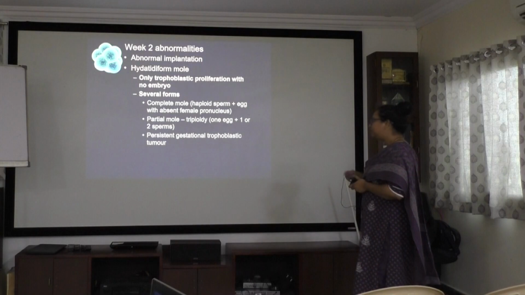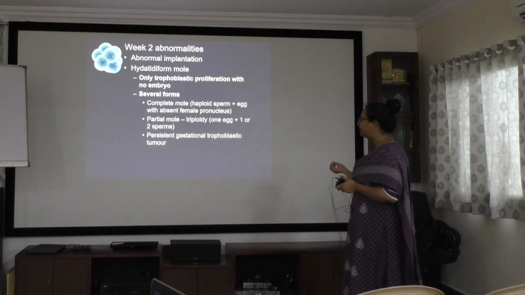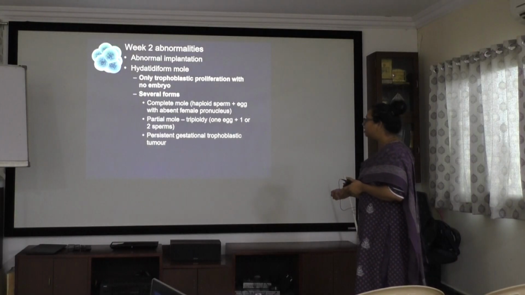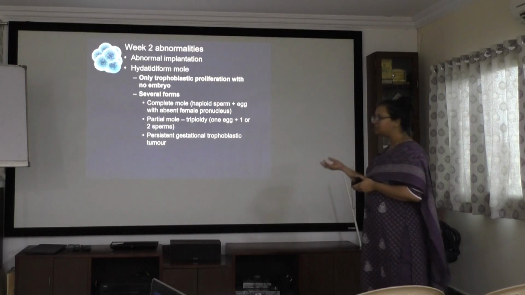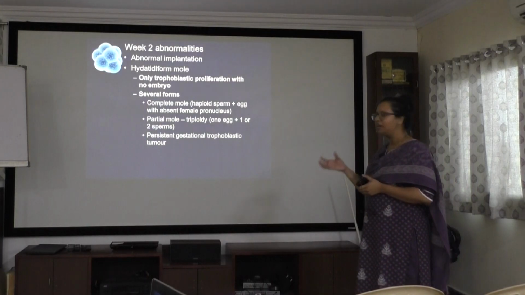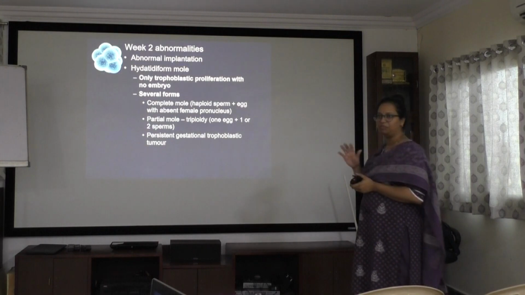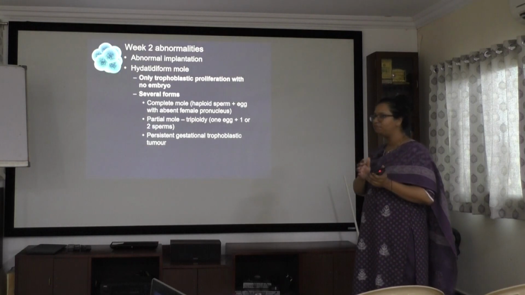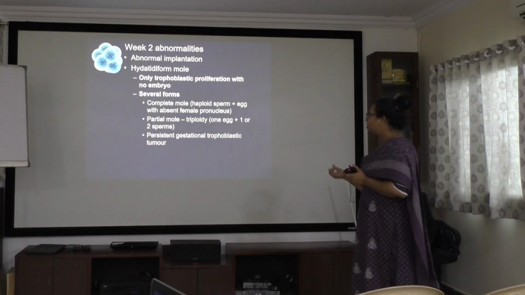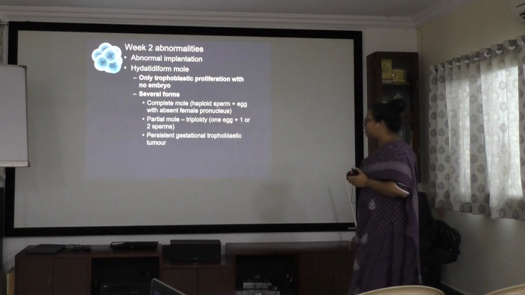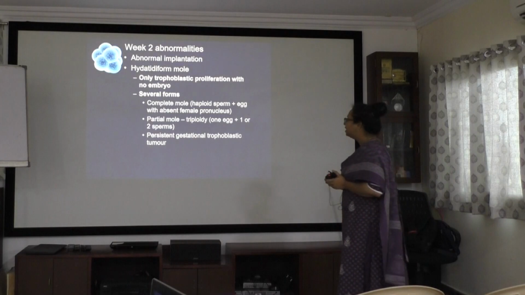Coming to partial mole, a normal egg can be fertilized with one or two sperms, and this is triploidy. Sometimes an embryo is formed and the fetus is developed, but the fetus will be very abnormal along with the formation of molar pregnancy. Also there may be persistent gestational trophoblastic tumor in some cases.